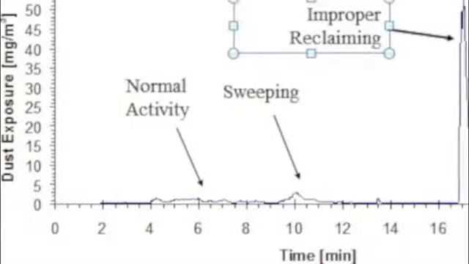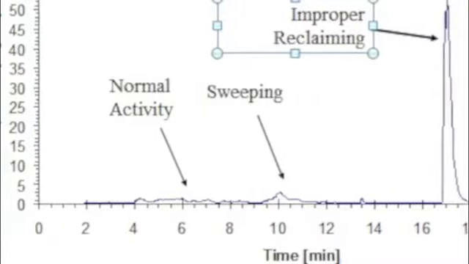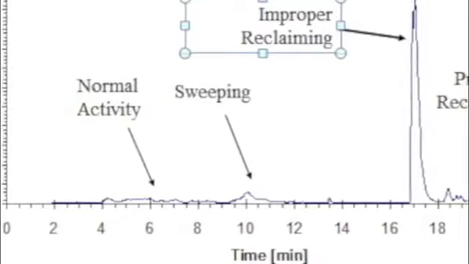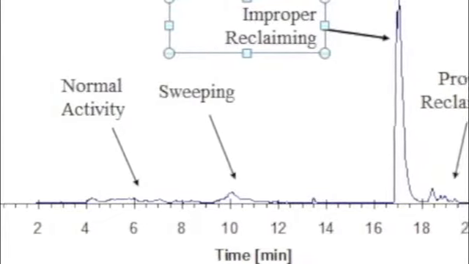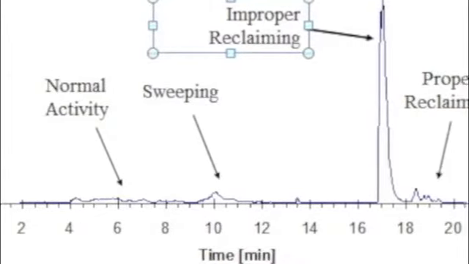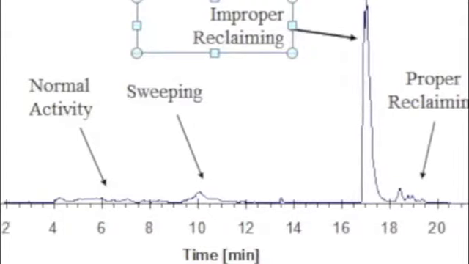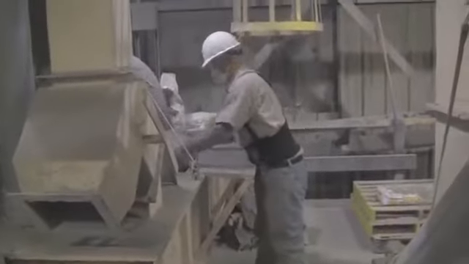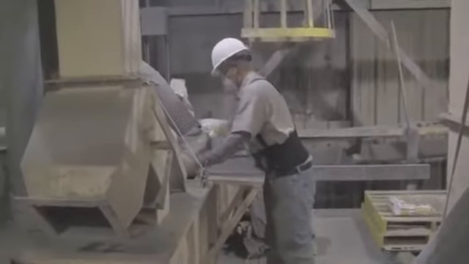This is a graph of the readout from a direct reading dust monitor from a day at a bag plant. Notice the spikes in the dust levels during improper cleaning and reclaim activities, but not from normal bagging operations. Therefore, how you work makes a big difference. So always be deliberate and careful with your actions when handling product.